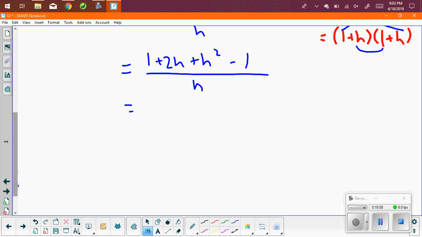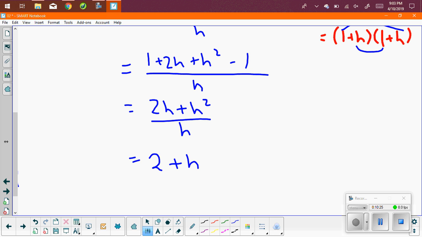Now do some tidying up. The ones will cancel out. So I have 2h plus h squared over h. Every single term has an h, so I can divide everything by h on the bottom there, and we're going to have 2 plus h.